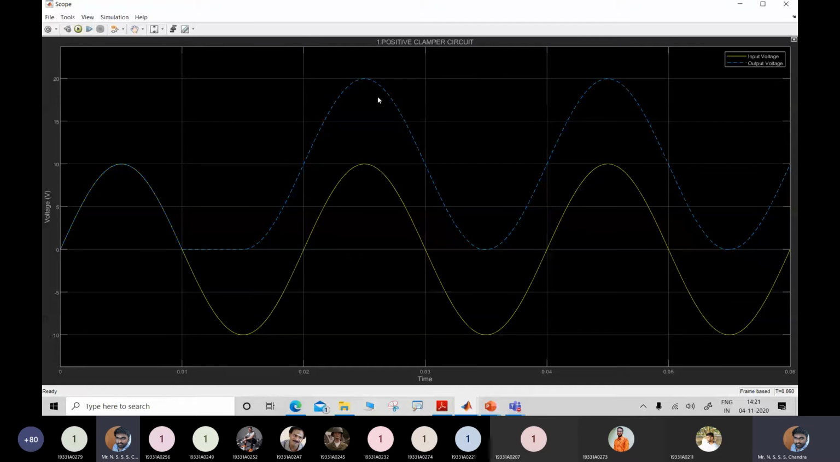Okay, your peak to peak voltage will remain the same. Whether it is 10 minus of minus 10, that is 20 volts peak to peak, or 20 minus 0, it will still remain 20 volts peak to peak. Positive peak to negative peak voltage will remain the same. Your time period is also remaining the same. For one full cycle it is taking 0.02 seconds, that is 20 milliseconds.